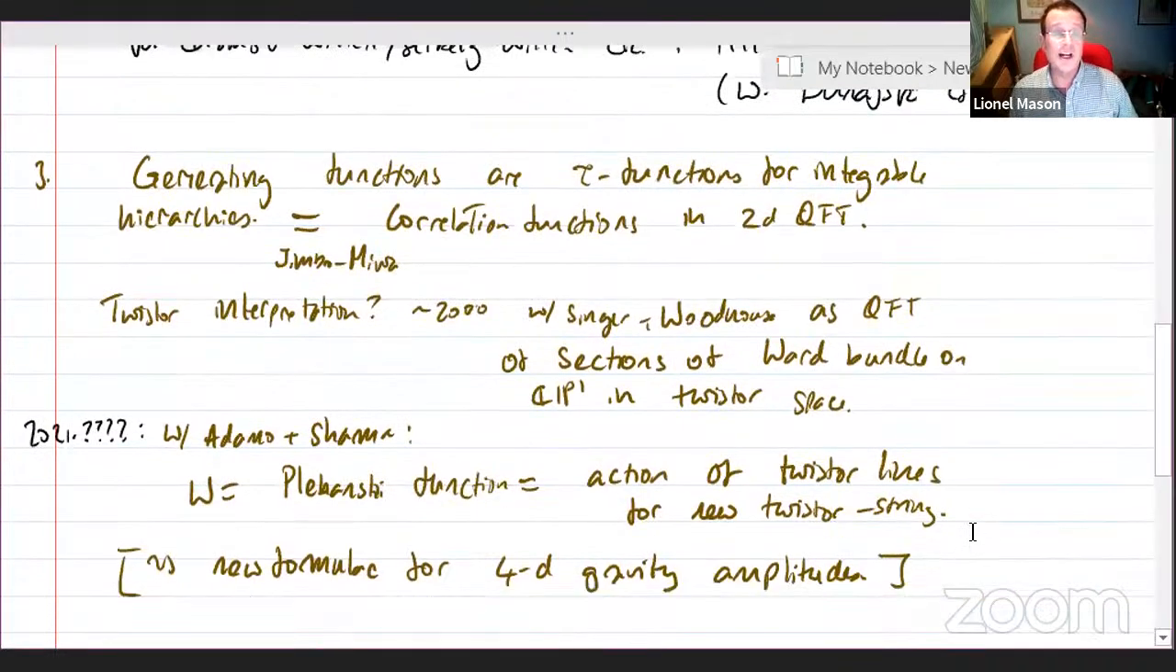So I think Tom was asking, what are these generating functions? What are they doing? This is a question that we were asking back then, really. These were all Tau functions for integrable systems, and everyone was looking back to Segal-Wilson, and to Jimbo and Miwa for these things being correlation functions in some 2-dimensional quantum field theory. And so what's the twistor interpretation of that?